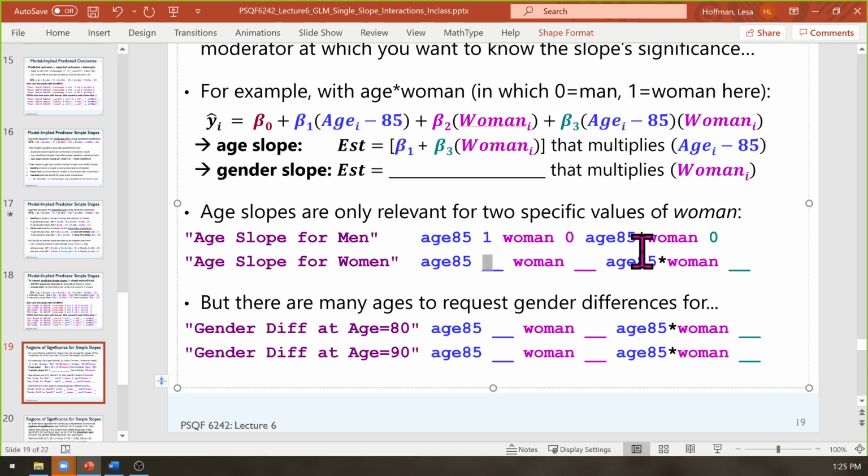How about the last line here? What goes here, if I want the age slope for women? 1, because I have one beta 1. What goes here?